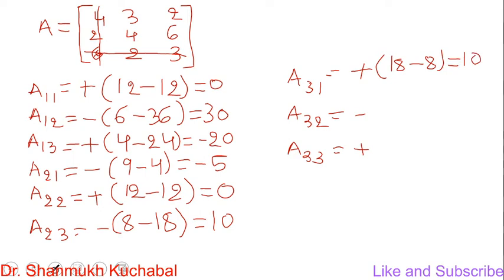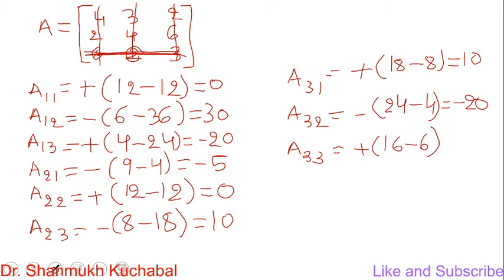So further, A32 is this element, and the corresponding column and row we have to eliminate. 6 into 4 is 24 minus 2 2s are 4, so we get minus 20. Last, A33 here, this row and column we have to eliminate. So 4 4s are 16 minus 3 2s are 6. So the simplification we get is 10 here.